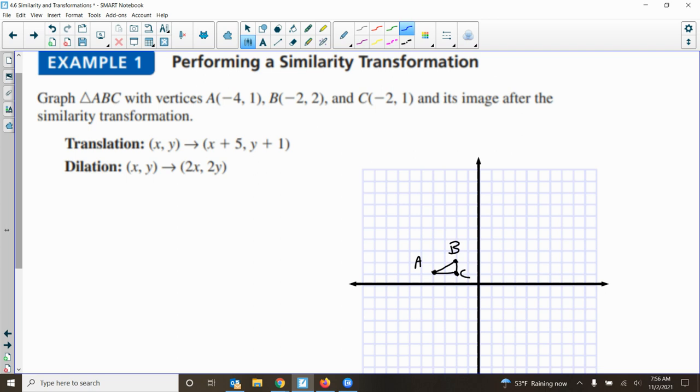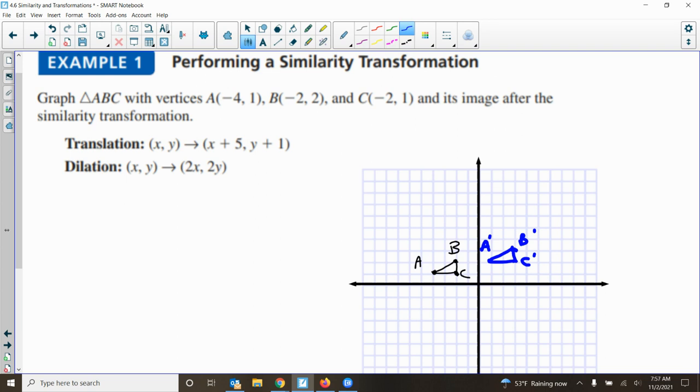Okay. So I'm going to go from B, 1, 2, 3, 4, 5, up 1. I'm going to call that B prime. 1, 2, 3, 4, 5, and up 1. There's C prime. And 1, 2, 3, 4, 5, and up 1. There is A prime. Is the blue triangle congruent to the black triangle? Yeah. Just in a different spot.